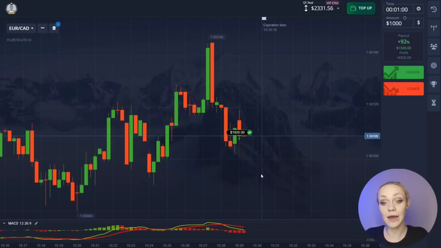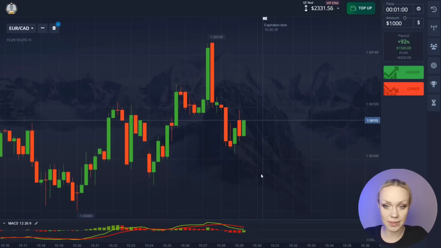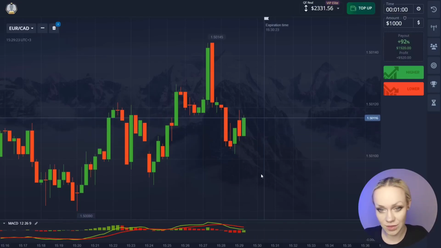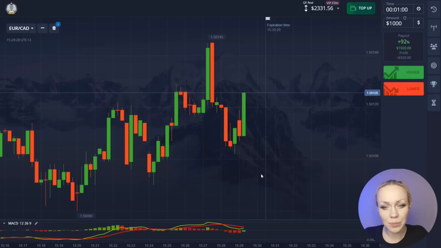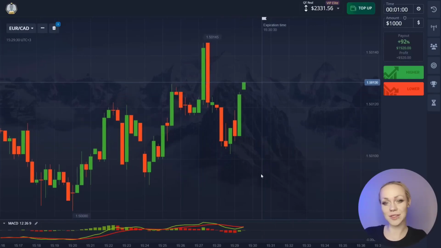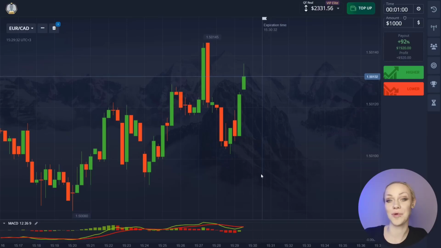Thus, we already have $2,000 on the deposit. We are confidently approaching our trading goal for today, and I think that a couple more trades will be quite enough for today. So let's find the next entry point.